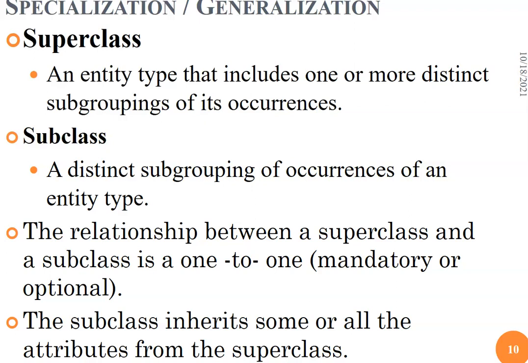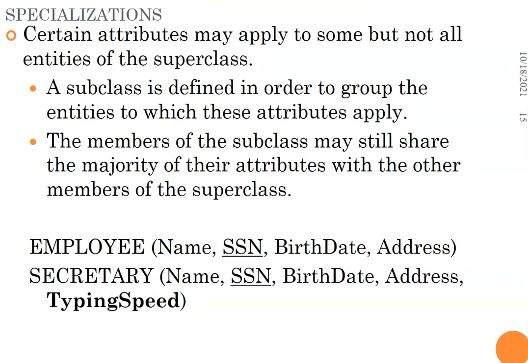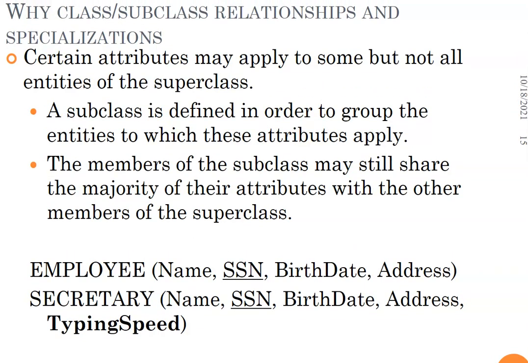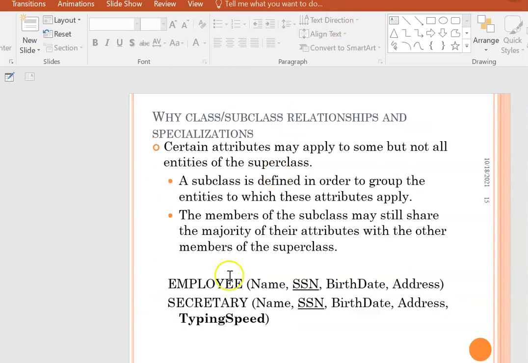One thing that you need to know is that the relationship between a subclass and a superclass is always a one-to-one relationship, which can either be mandatory or optional. A subclass may inherit some or all of the attributes of the superclass. Before we explain superclass and subclass relationships and specialization, let's first demonstrate this aspect.